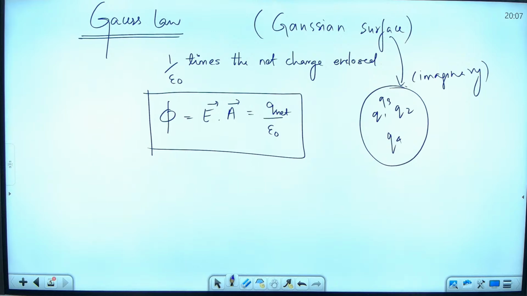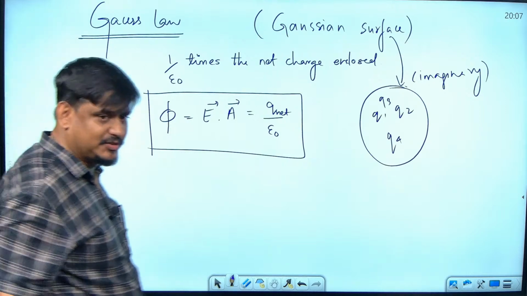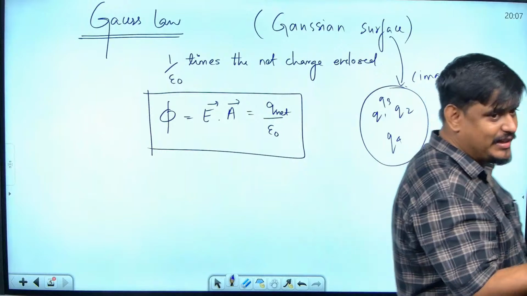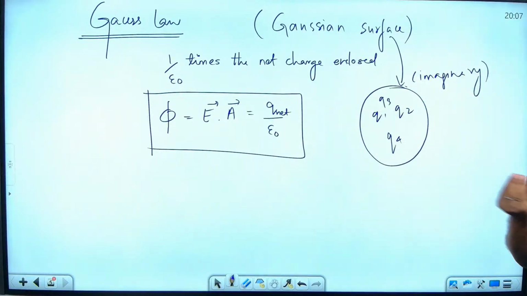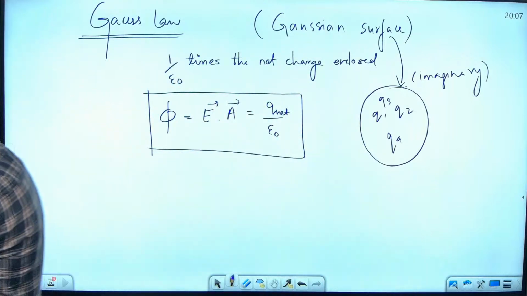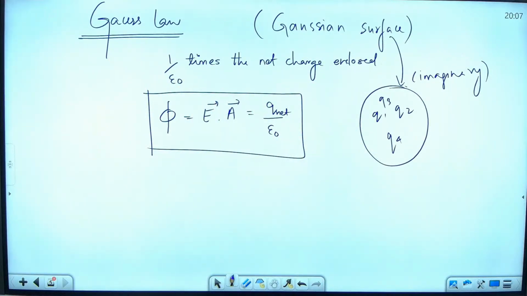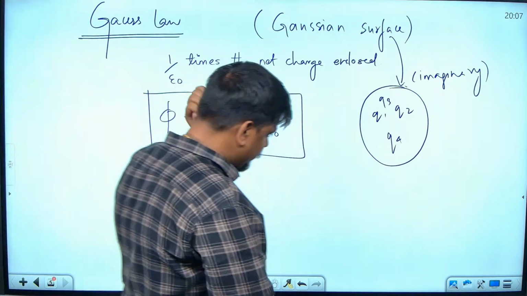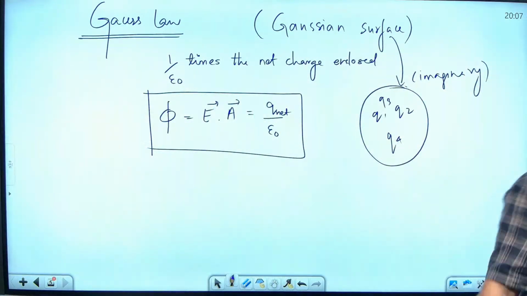Obviously 3D only. Charges are 3D, right? Charges cannot be 2D. Theoretically we can draw, but practically it will always be a 3-dimensional particle. Isn't it? Can I proceed further?